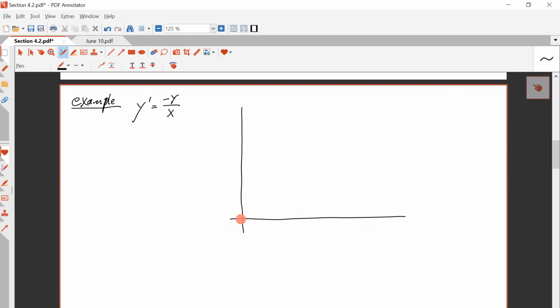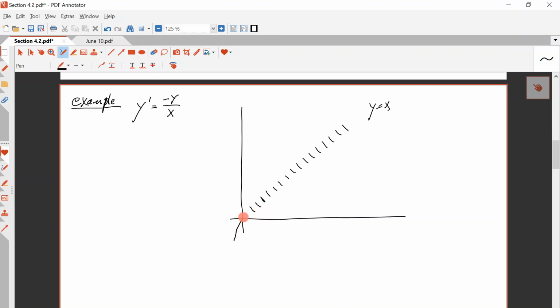Okay, along the line y equals x, right? This is the line y equals x. So when y is equal to x, y prime is negative 1. And the slope of negative 1 is 45 degrees in the downward direction from left to right. So it looks like that. Along these points, that's what the slope of a solution looks like.